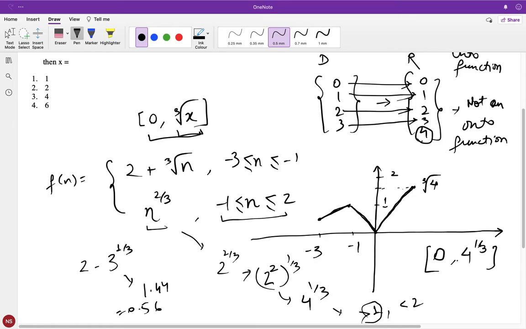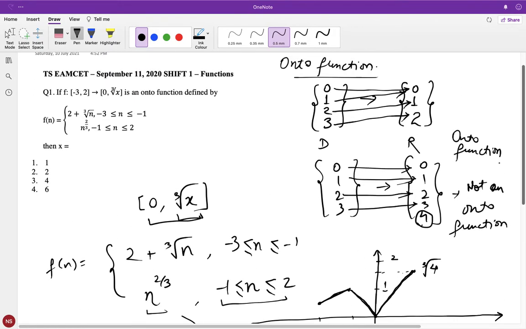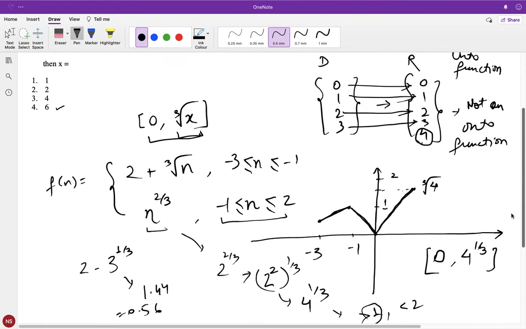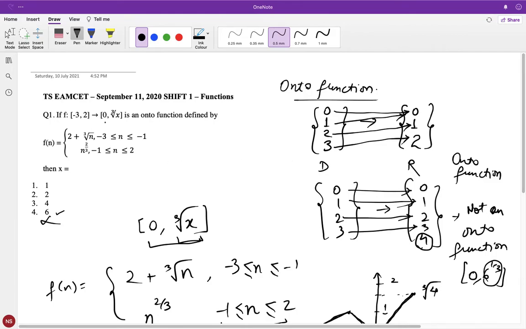Right? Very easy. So if x is equal to 6, then 0 to 6 raised to 1 by 3, 0 to 6 cube root, this value is outside the range that we can see from this curve. So this will not be an onto function. And as we can see from comparison, this is the range 0 to 4 raised to the power 1 by 3, and this is the given range. So x should be equal to 4. So this is the correct answer.